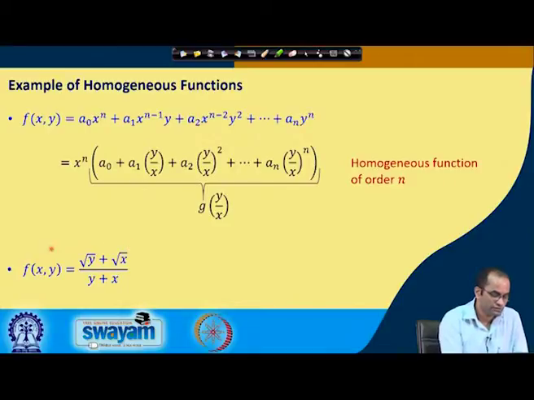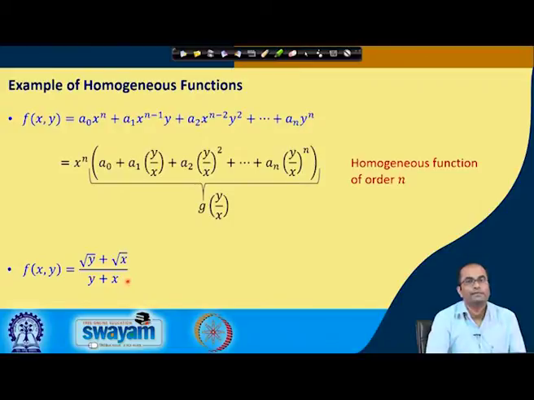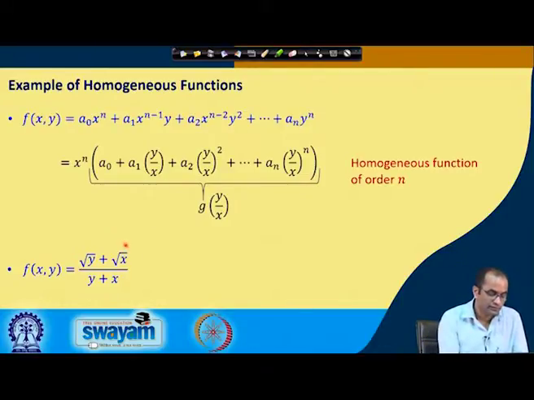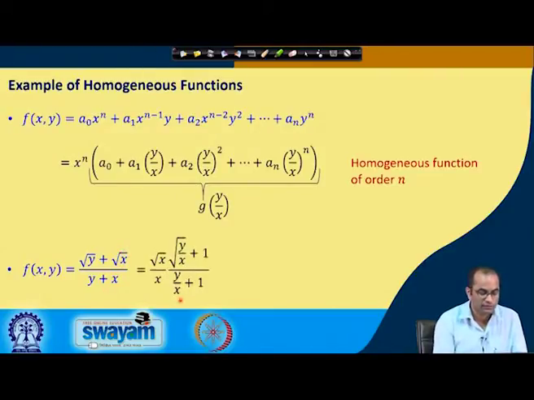Similarly, if we consider this one, f x y equal to square root y plus square root x over y plus x, in this case also we can write this as x power something, and the rest we can consider as a function of y over x. And this is simple because we can take square root x out here, and here we will take x out. So, here square root x over x, and then inside here we have square root y over x plus 1, and here also y over x plus 1.